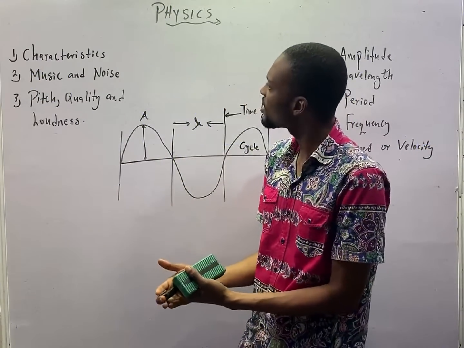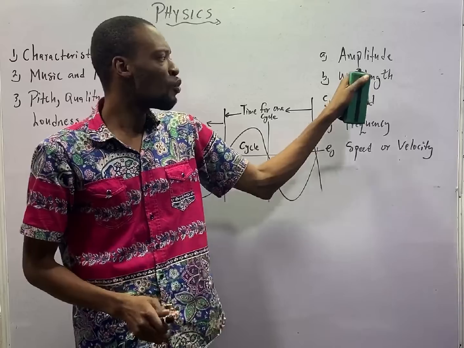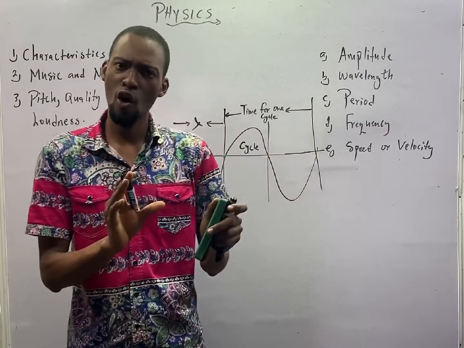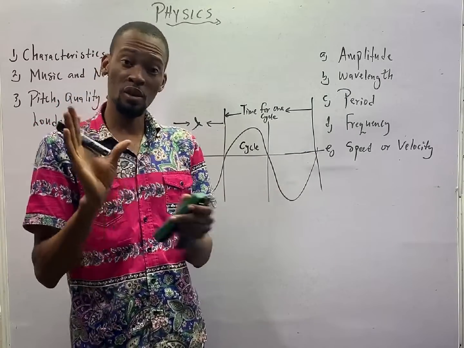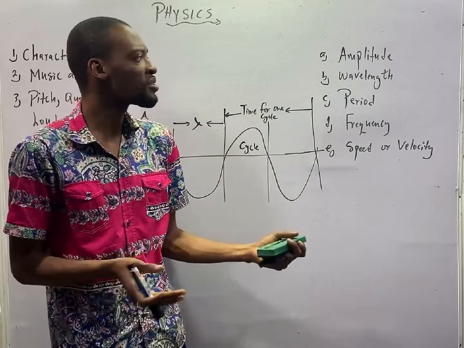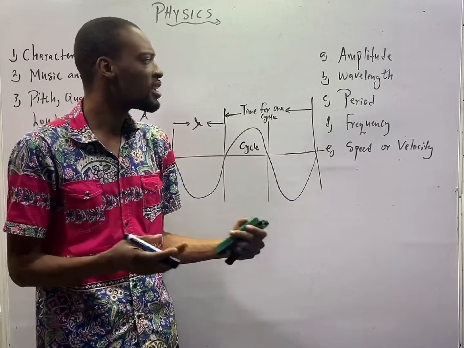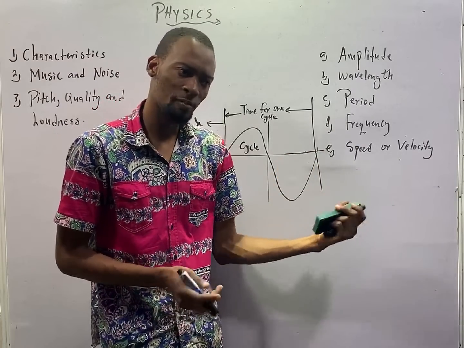The top characteristics of sound waves are that they have amplitude, wavelength, period, frequency, and speed or velocity. In one of the old episodes, we did calculations under all this and I did explain them. But it is necessary for me to say a few things about them.